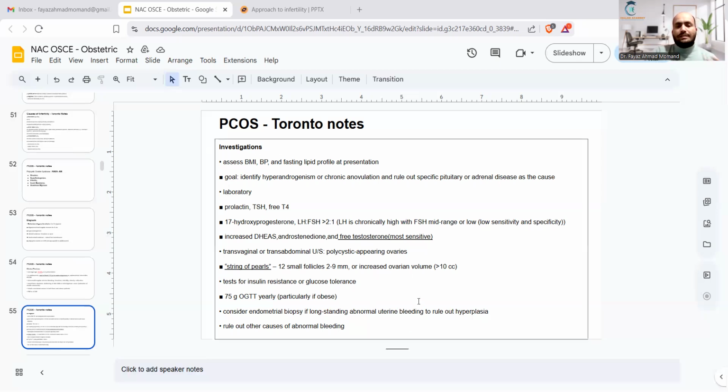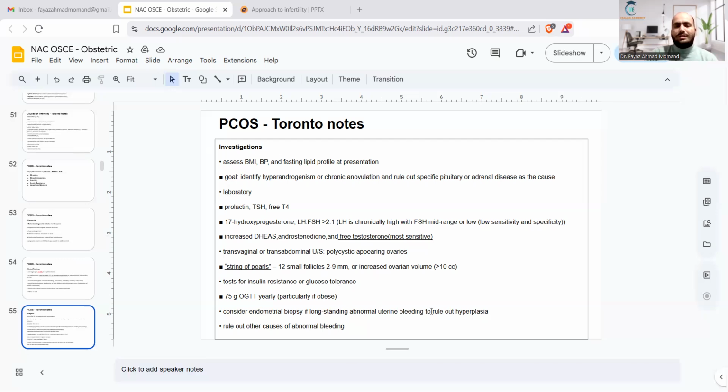We can consider biopsy of the endometrium if there is long-standing abnormal uterine bleeding or bleeding between two periods to make sure there is no hyperplasia. Since in PCOS there could be excess of estrogen along with the androgens, that can increase the patient's risk for developing endometrial cancer.